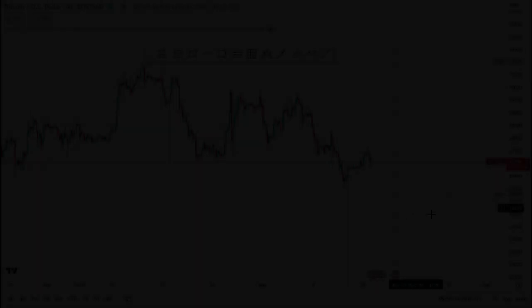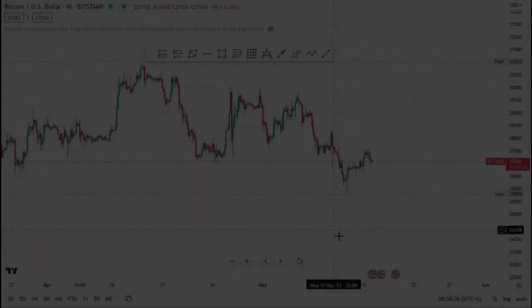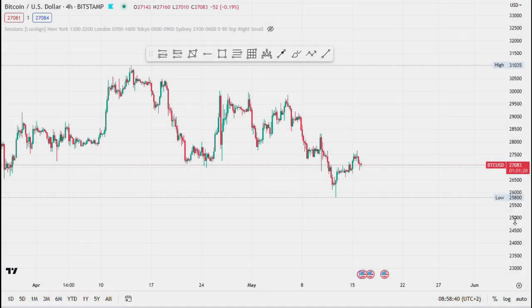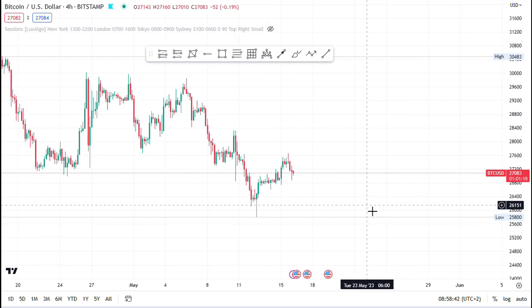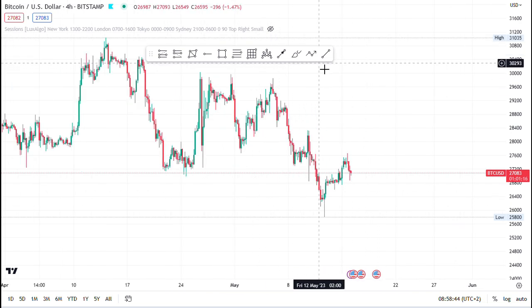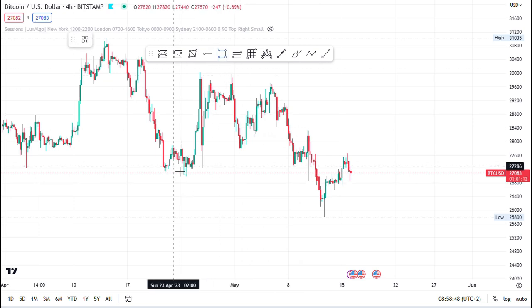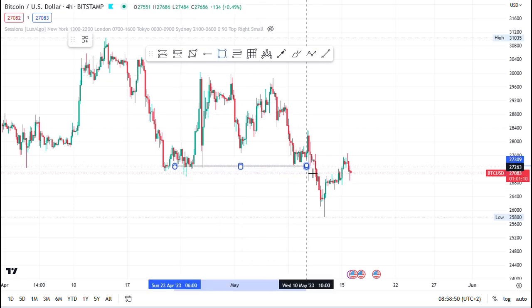Taking a quick look at BTC USD Bitcoin. This is the 4-hour chart. I haven't touched it in a while. I haven't touched Bitcoin in a while. But looking at it, we can see that we've been trailing to the downside. We've been having momentum to the downside.